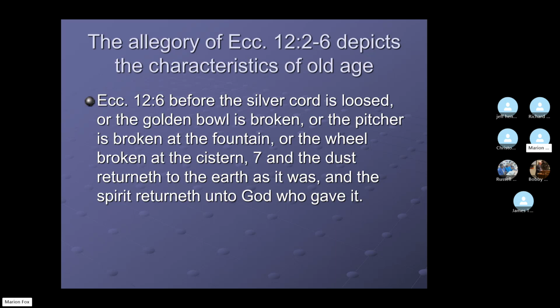The wheel's broken at the cistern. Again, you try to do something and you just can't do it. These are all things that you want to use, but it's now cracked and broken. You try to put water in a broken bowl, it'll leak out. You try to put water in a broken pitcher, it'll leak out. So all of the things that you try to do won't accomplish what they used to accomplish when you were younger. Does that help a little bit, maybe? Yes.